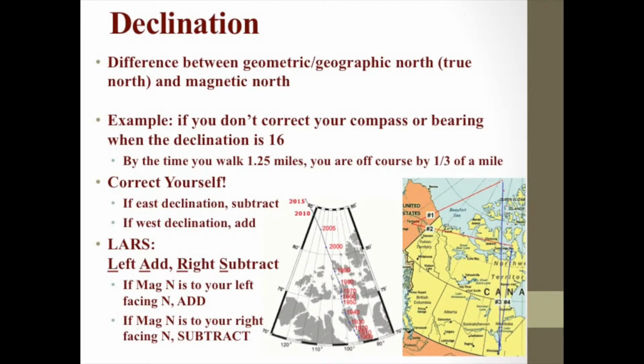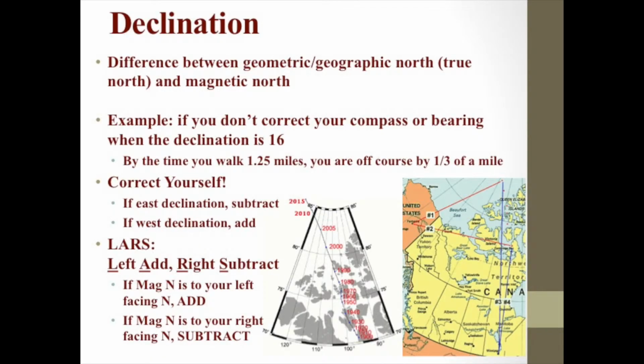If you were in a place where the angle between true north and magnetic north is 16 degrees, if you were to walk 1.25 miles at 16 degrees off of true north, by the time you finish that 1.25 miles, you would be off course by an entire third of a mile.